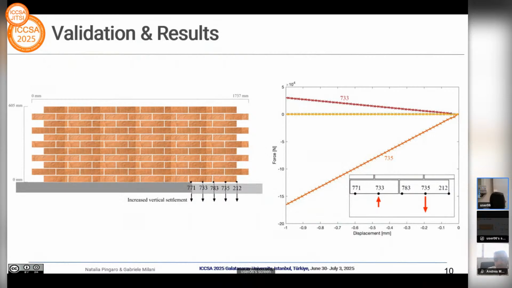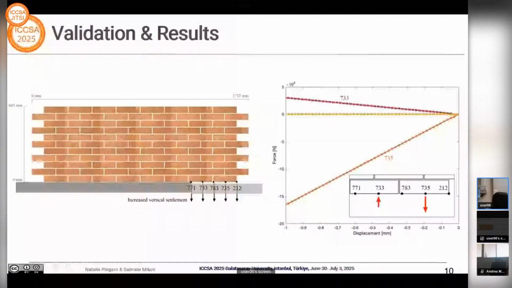This is not surprising because if you notice, the most significant reaction forces are those found for nodes 733 and 735, almost in correspondence of the centroid of the two blocks. And additionally, the reaction force found at node 735 is larger than that at node 733. This is because the two forces are the displacement constant and to basically avoid rotation.